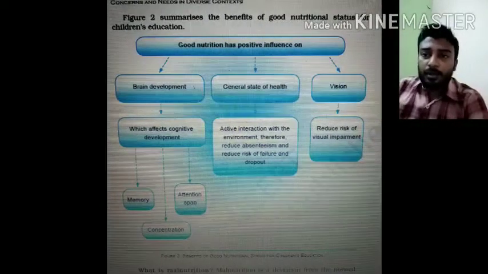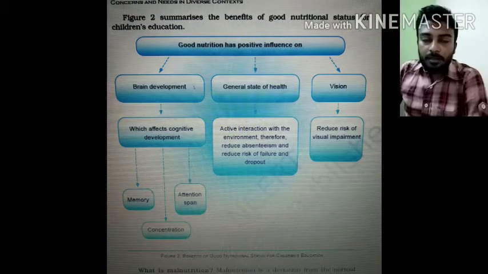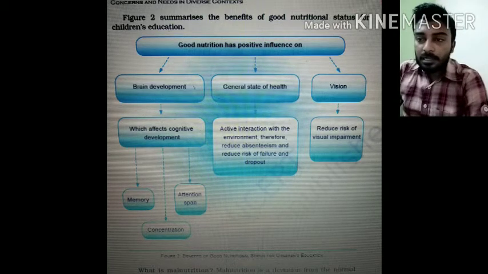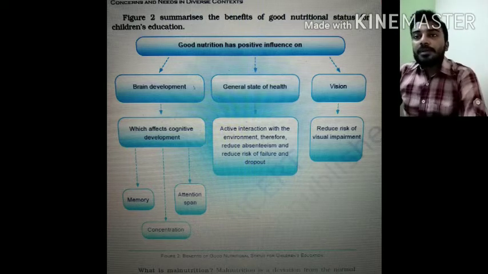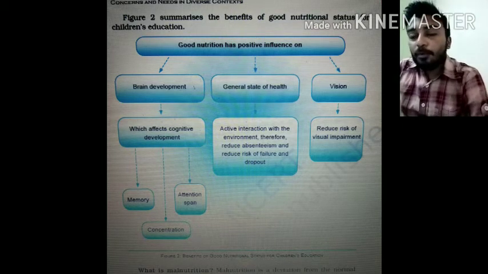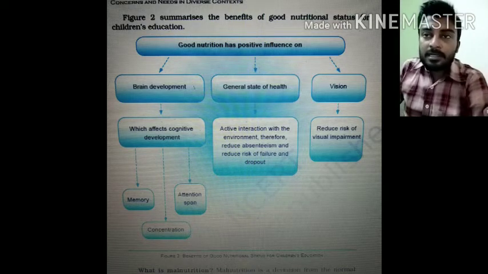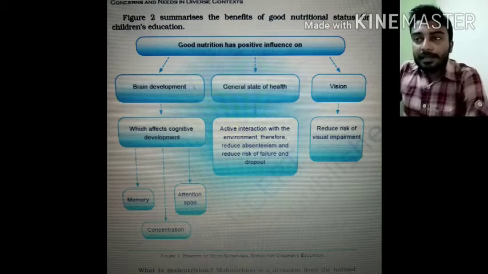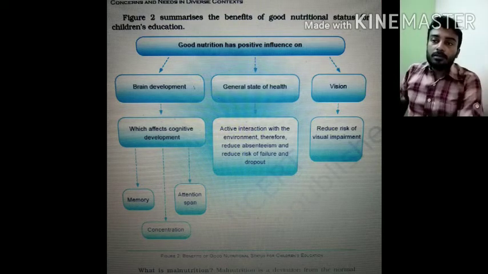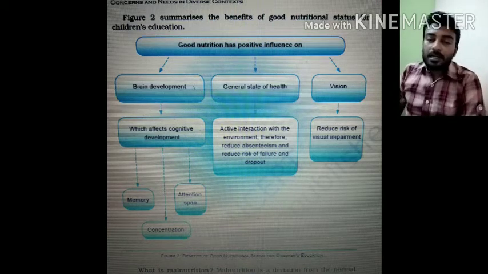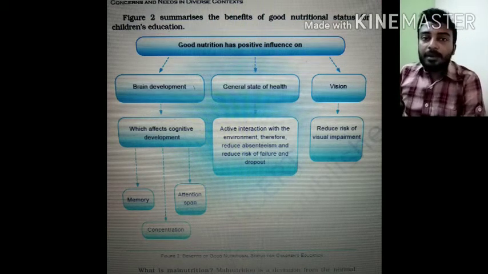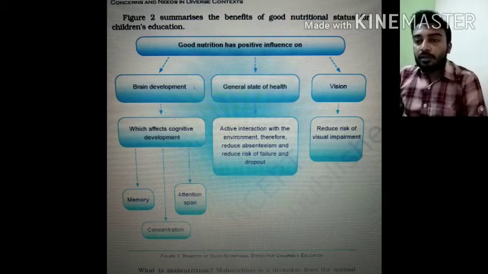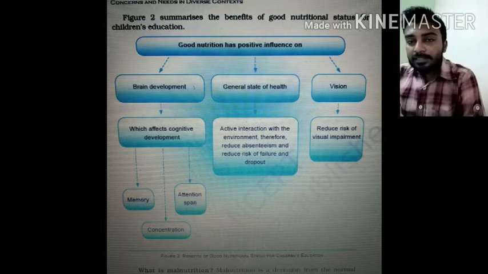Next we are going to learn about another table which is showing the different benefits of good nutritional status for children's education. Here we can see that good nutrition has a positive influence on several factors. Number one is brain development. Number two is general state of health, and number three is vision. All three of these are the primary important factors for the benefits of good nutritional status for children's education.